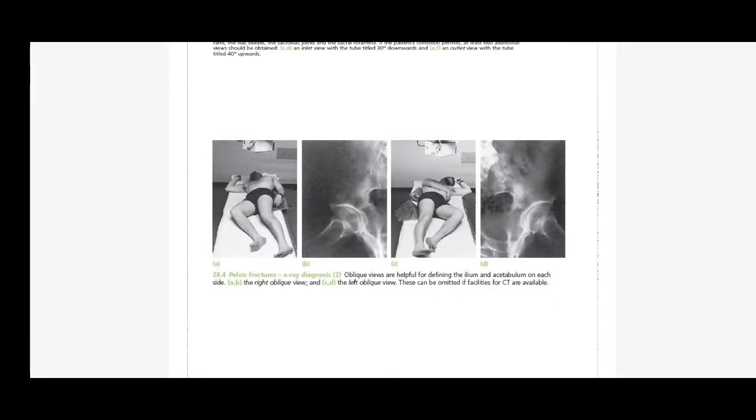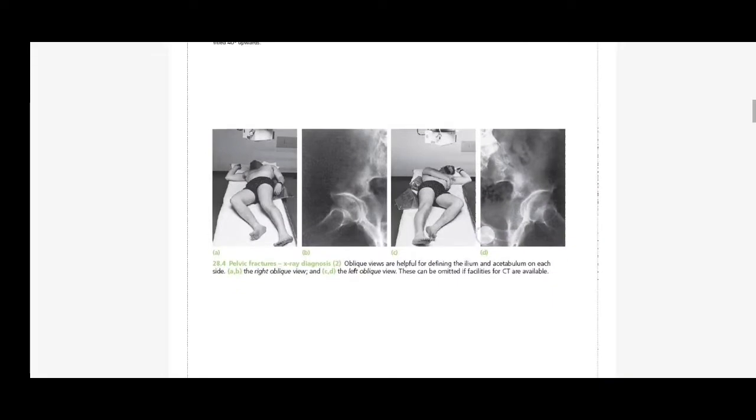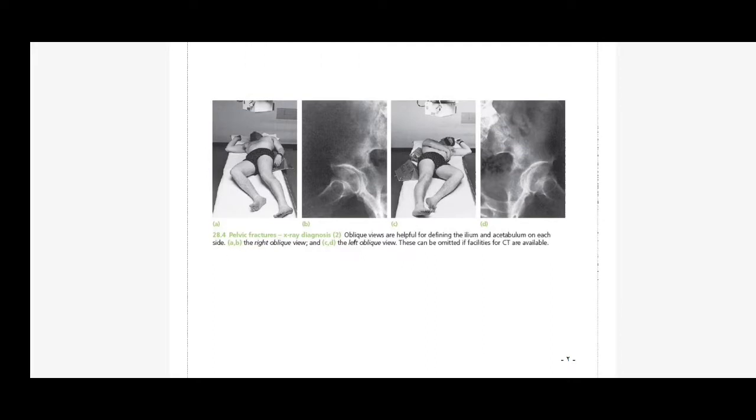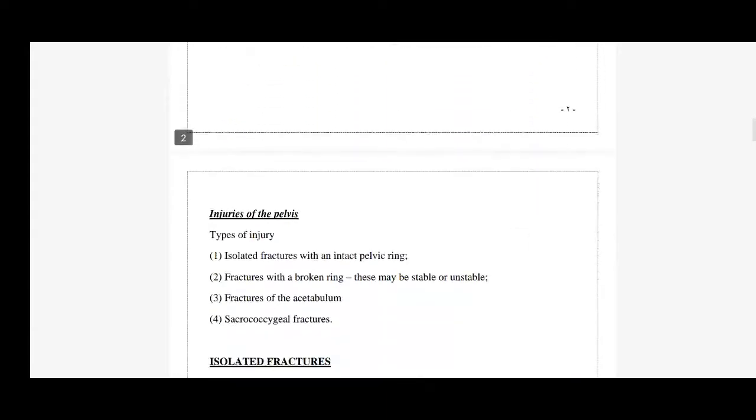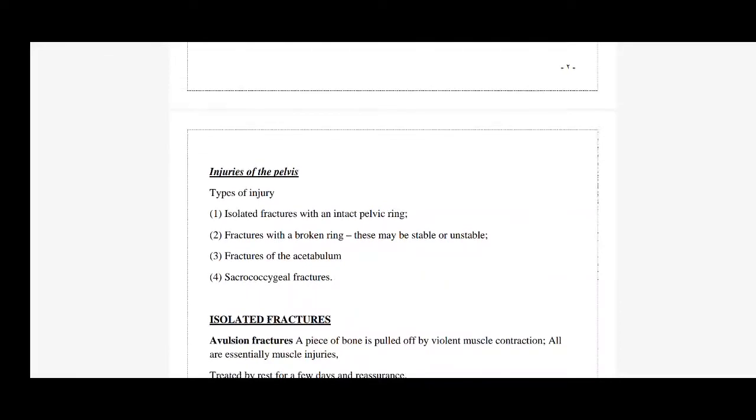This is part of the special views for the acetabular injuries, as shown. These are the oblique views, the obturator and iliac obliques, and they show different parts of the pathology of the acetabular fracture. So the injuries of the pelvis can be classified in general into 4 types.